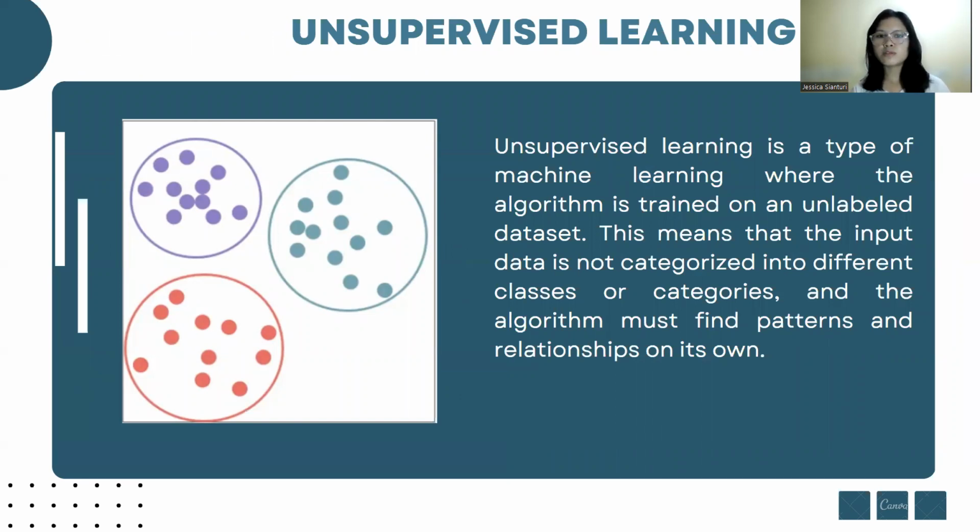We already talked about supervised learning. Now we talk about unsupervised learning. So what's unsupervised learning? Unsupervised learning is a type of machine learning where the algorithm is trained on an unlabeled dataset. This means that the input data is not categorized into different classes or categories, and the algorithm must find patterns and relationships on its own.